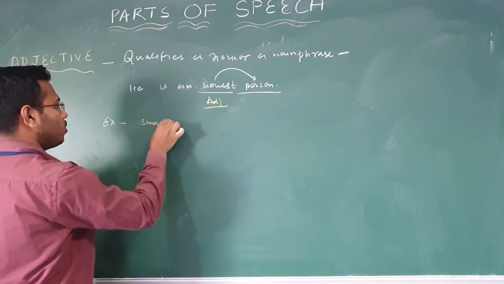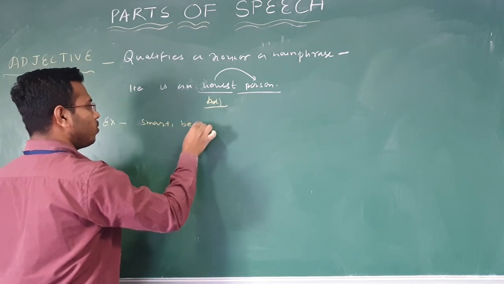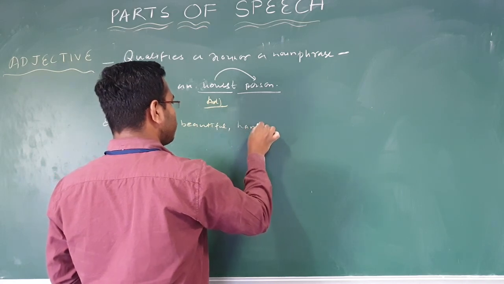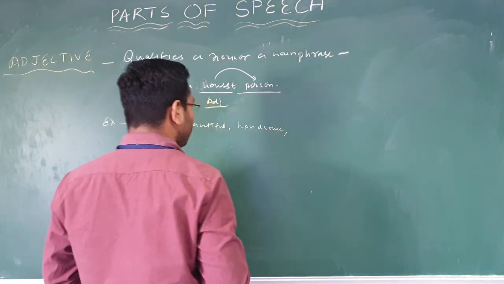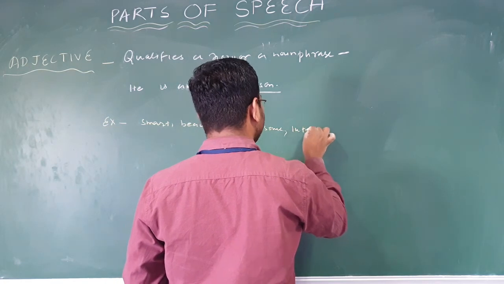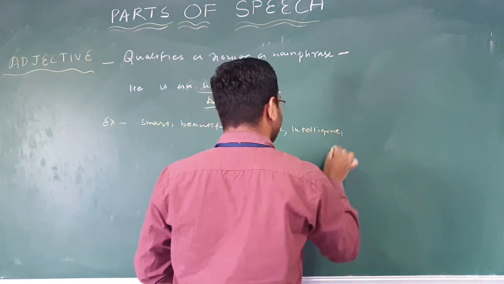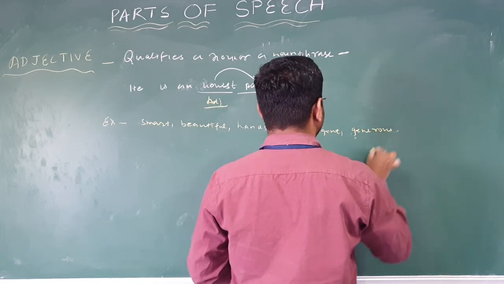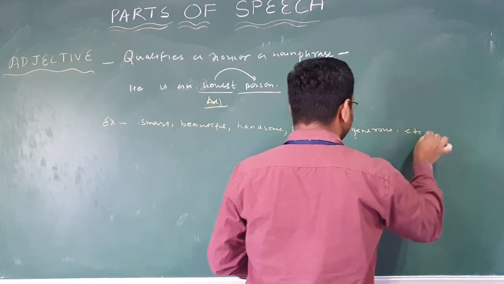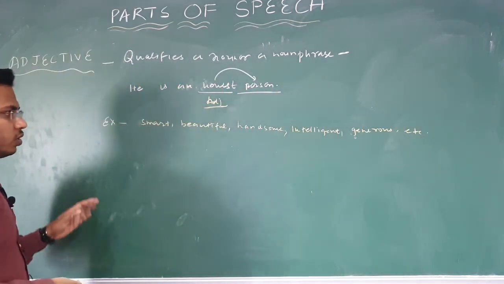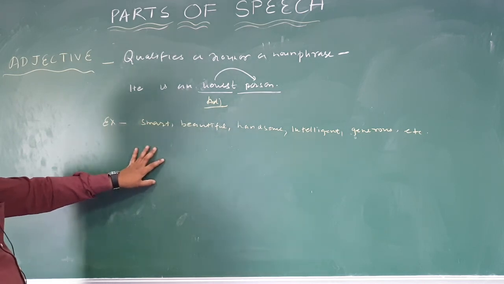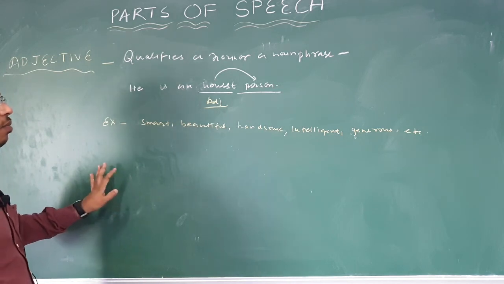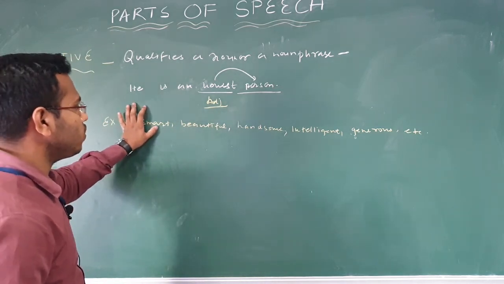We can write many examples: smart, beautiful, handsome, intelligent, generous, etc. So we can have several examples of adjective, and this is how I gave you one example of how an adjective can qualify or modify the meaning of a noun or a noun phrase. Okay, he is an honest person.